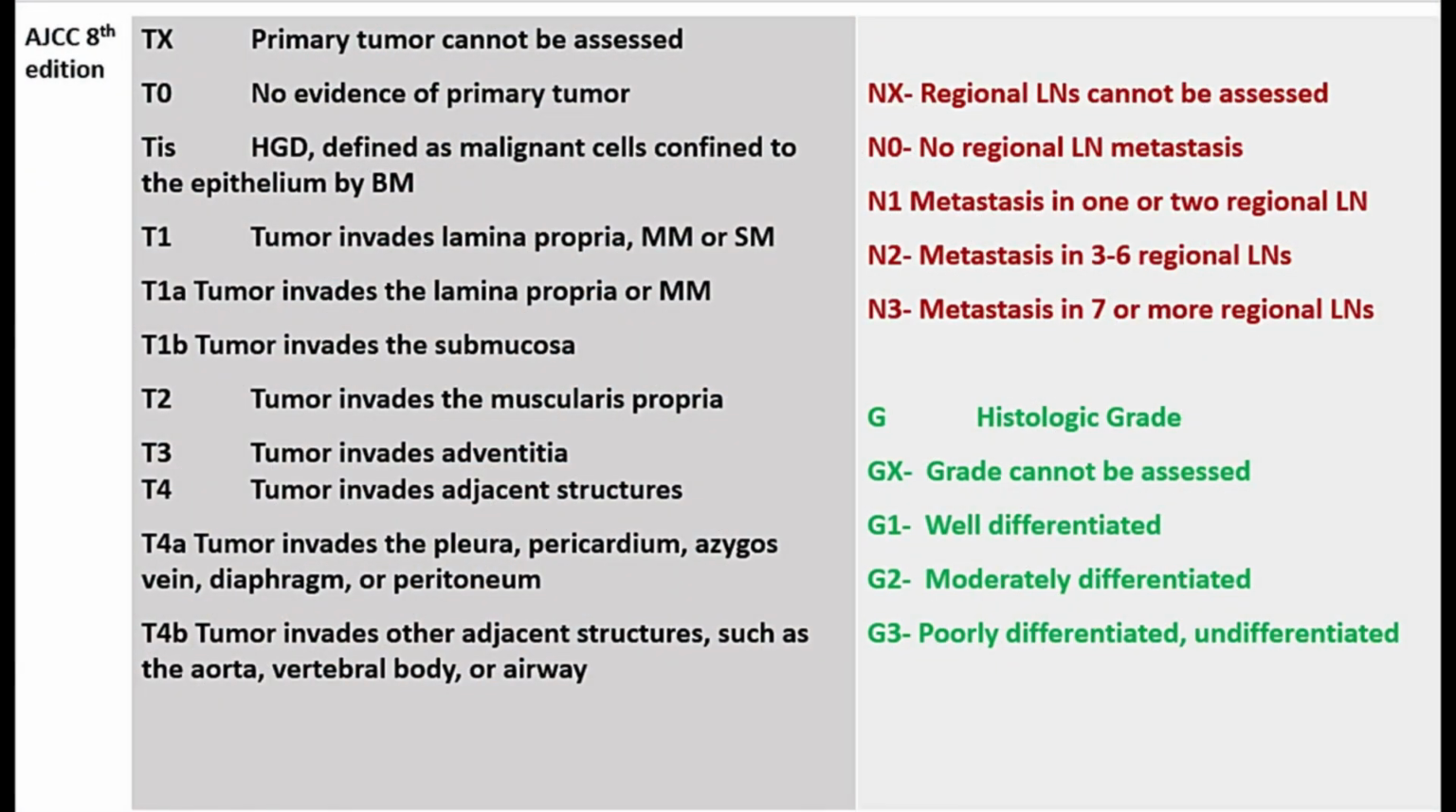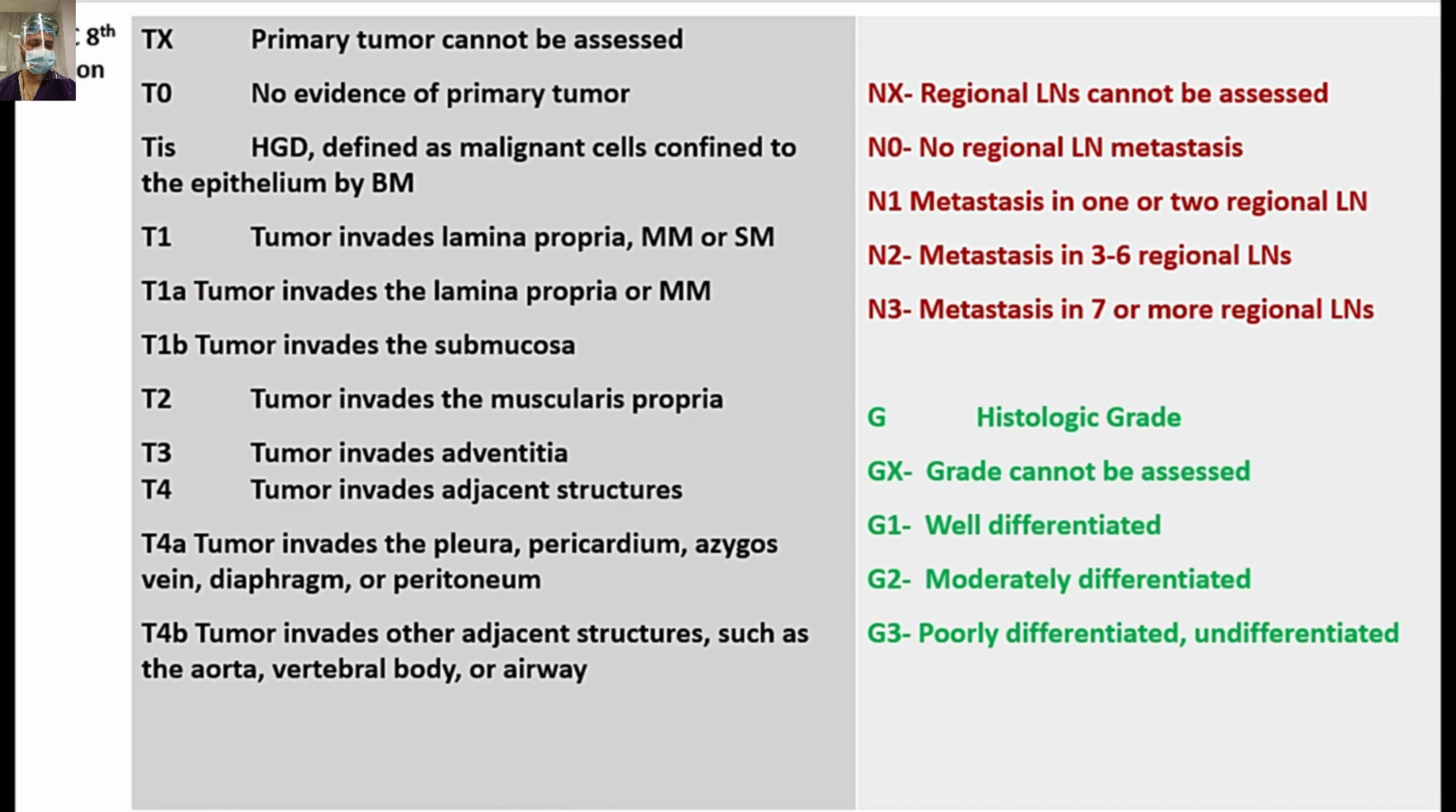So briefly, the TNM staging. TX is primary tumor cannot be assessed. T0 is no evidence of primary tumor. Tis is high-grade dysplasia, defined as malignant cells confined to the epithelium by the basement membrane. T1 is tumor invades lamina propria, muscularis mucosa, submucosa. T1a is tumor invades the lamina propria or muscularis mucosa. T1b is tumor invades the submucosa.